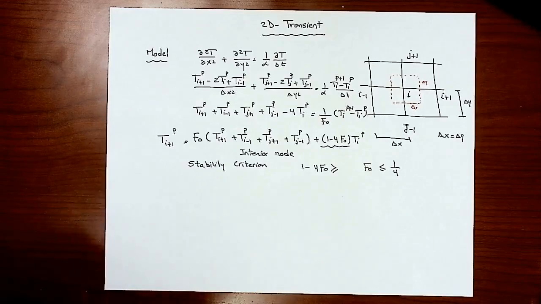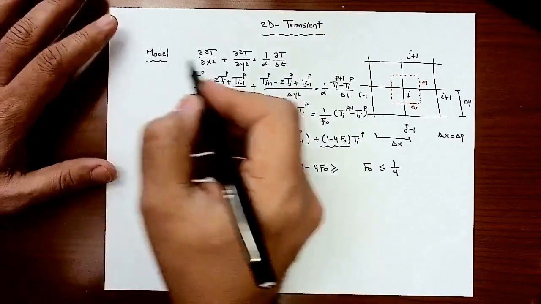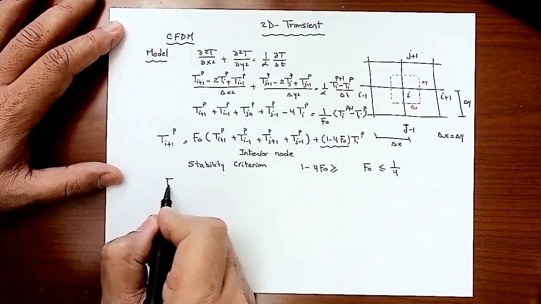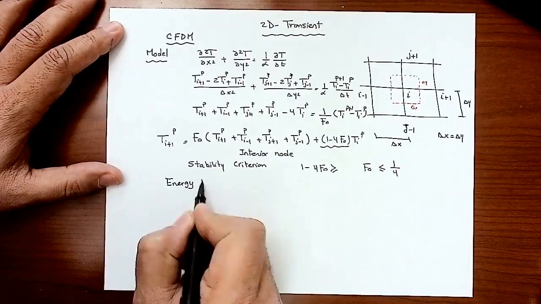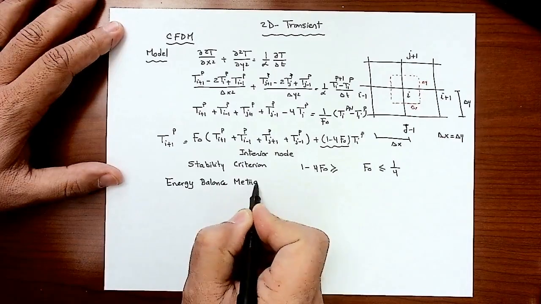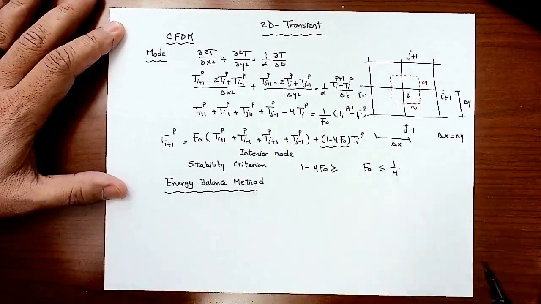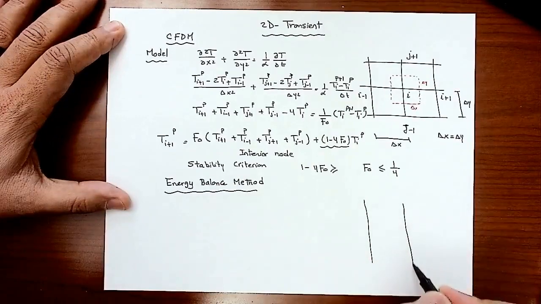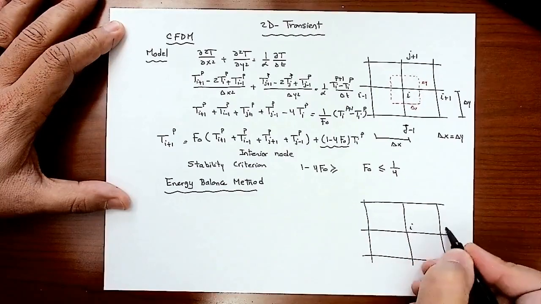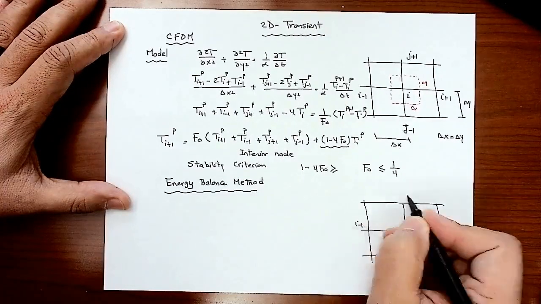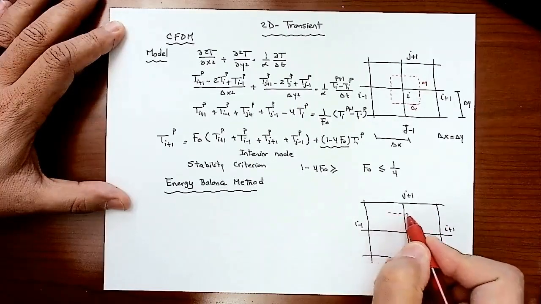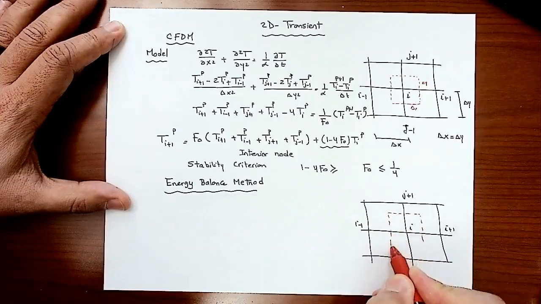You also can apply the energy balance method. So this is the central finite difference method. Also, I can apply the energy balance method, and I should get the same equation for an interior node. So if I draw my grid again, same one. This is i plus 1, i minus 1, j plus 1, and j minus 1. The control element is here.